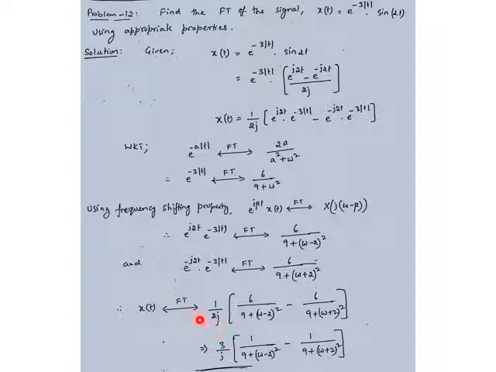If you take 6 outside, 6 by 2 is in the numerator, 3 is remaining, so 3 by j within a bracket I should have 1 by 9 plus omega minus 2 whole square minus 1 by 9 plus omega plus 2 whole square. So this is x of j omega for the given x of t. This is where we used the frequency shifting property. They did not specify any particular property, they specified an appropriate property, so here we used the frequency shifting property for this problem.